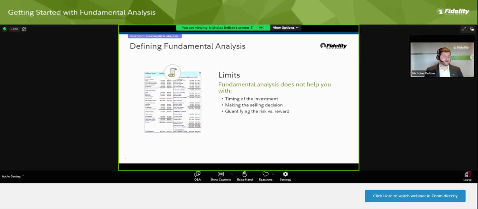Well, which stock do you pick? You're looking at Boeing. Do you pick Boeing? Do you pick Embraer? Do you pick Airbus? Do you pick a technology company? What do you pick? Well, fundamental analysis can help you figure out which security looks best based on those numbers.